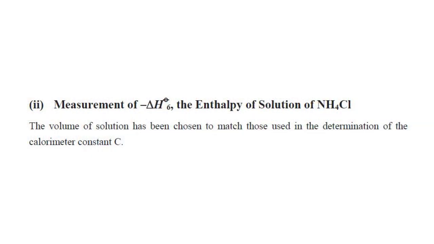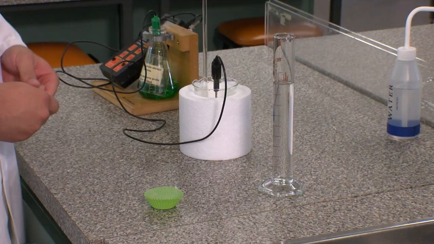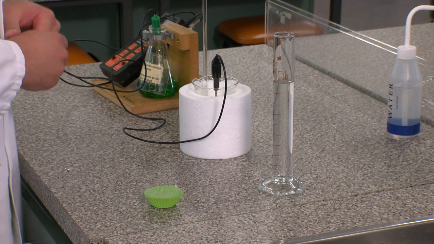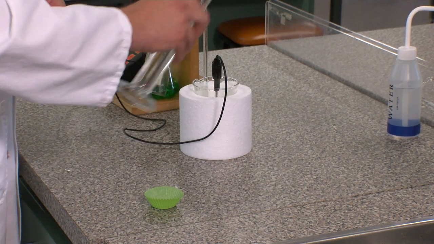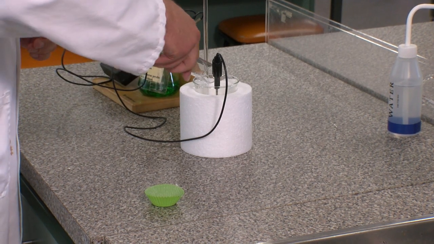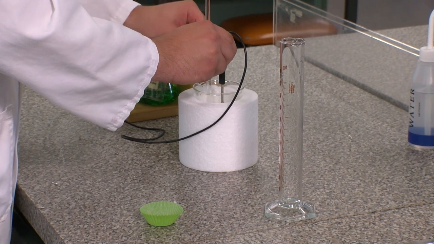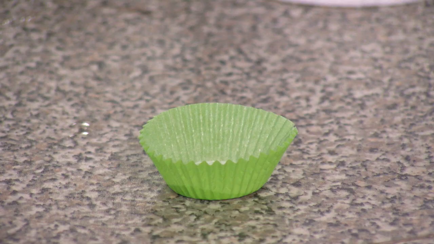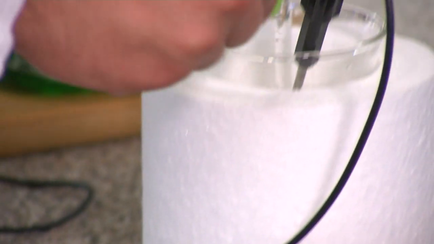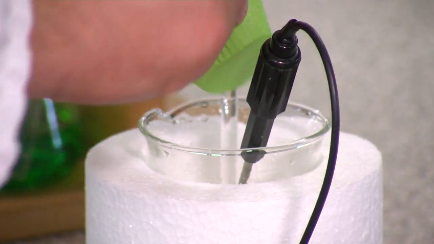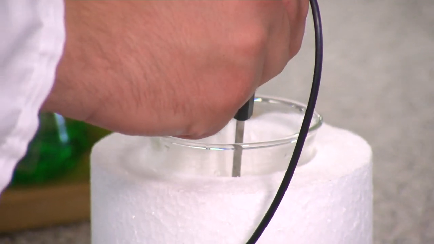If you have been assigned to part 2, the enthalpy of solution, again make sure you have assembled your dry calorimeter. Pour the required amount of water into the calorimeter and take the temperature readings every minute for 5 minutes, stirring gently the entire time. While one of you is stirring, the other one will add the ammonium chloride powder to the calorimeter. Take the temperature as soon as possible.